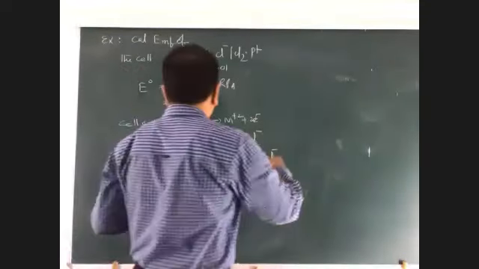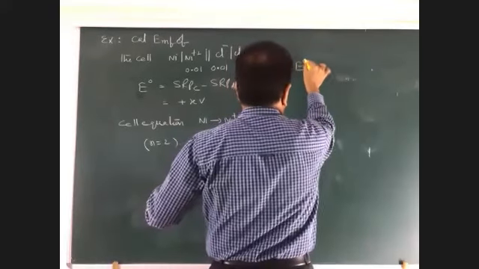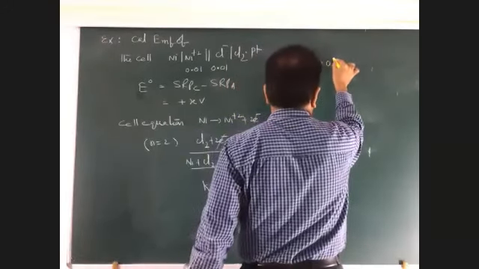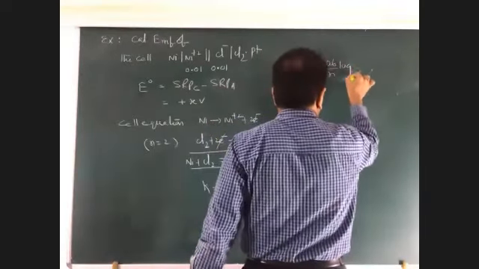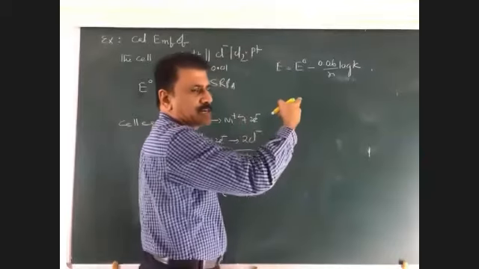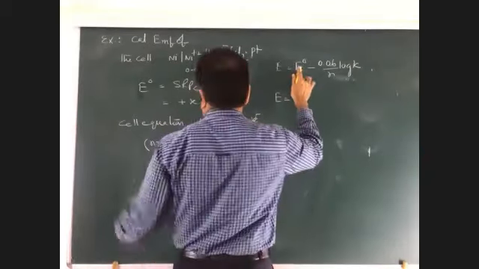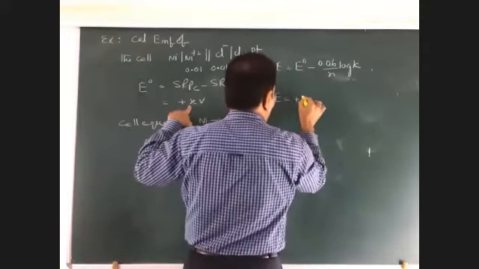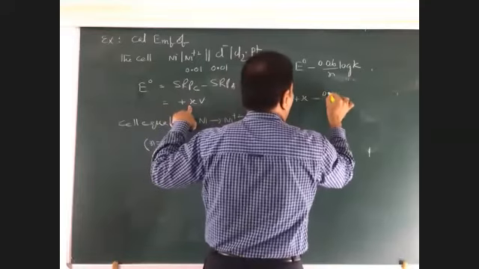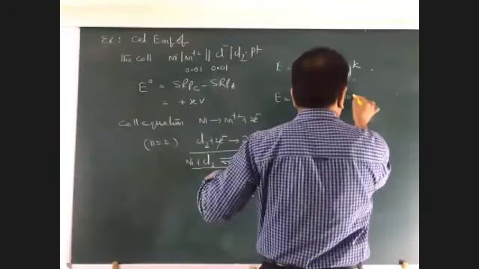Now, substitute here. E cell is equal to E naught minus 0.06 for convenience by n into log K. This is always there; I am not at all changing that. E, we have to find out. E naught estimated as X volt, plus X minus 0.06 by 2 into log.